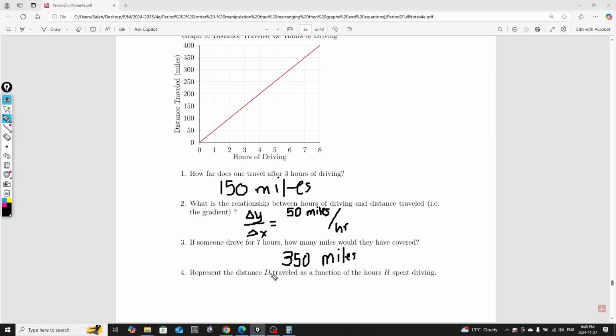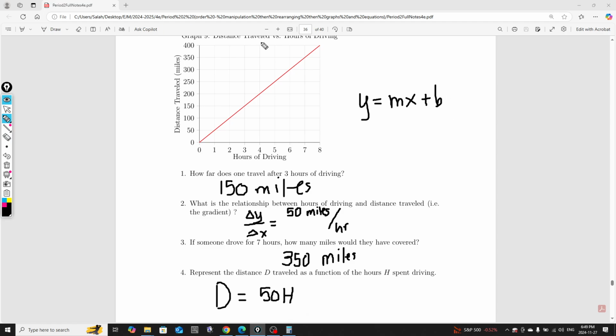Okay? And then represent the distance d traveled as a function of the hours h spent driving. Okay, so I'm going to say d equals... now again you're using y equals mx plus b, right? So maybe I'll write it one last time. Y equals mx plus b, where again m is the slope and b is the y-intercept. Now here, the slope we already found was 50 miles. So I'm going to say 50, and instead of x, I'm going to write down h, right? Because h is our independent variable.